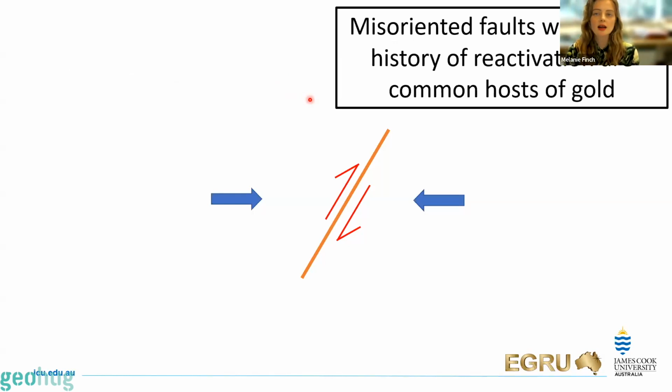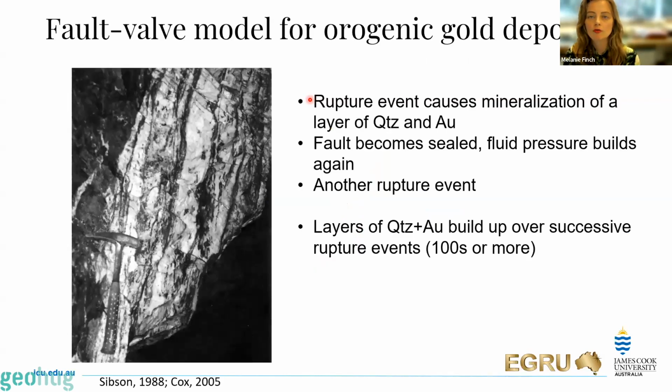And so we see that misoriented faults with a long history of reactivation are common hosts of orogenic gold deposits like this. Simpson and Steve Cox and others have put this into a model, the fault valve model for orogenic gold deposits. What they say is you have this fault rupture event that happens after the stress has built up in the system. The fault ruptures, fluids move through the fault, and quartz and gold precipitate in the fault.